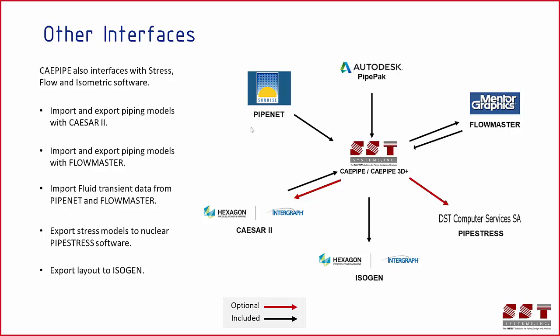Now you can also export a Caesar 2 model as well as a DST pipes model. DST pipes is used for nuclear piping analysis. For instance, only Hungary has got Paks. I don't know about Czech Republic, what nuclear plant you have. So anyway, you can take the model from CAEPIPE, CAEPIPE3D+ into Caesar 2 and PipeStress. But the red ones, as you can see, are optional, so they are priced. They are not built into the software as a free module.